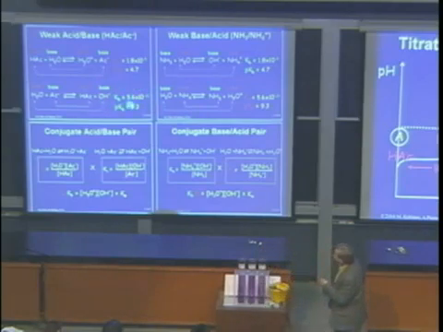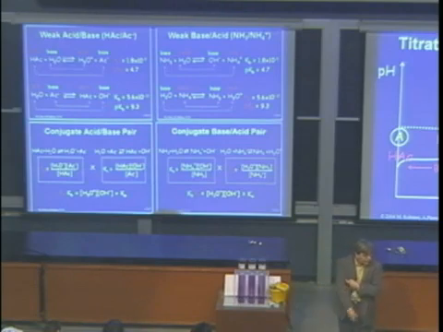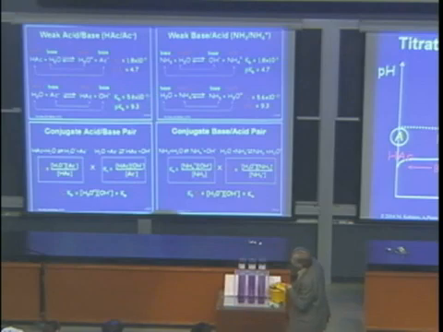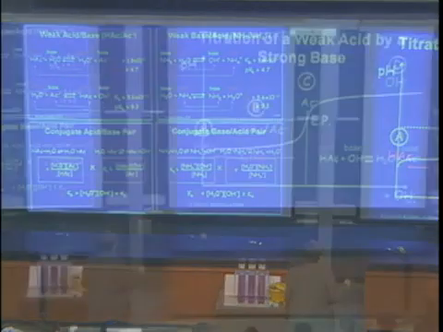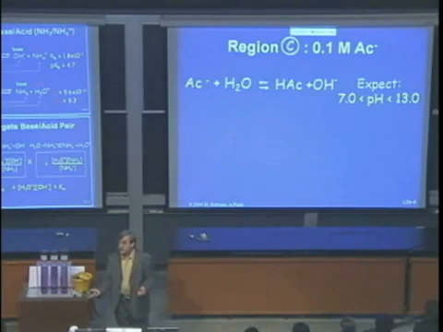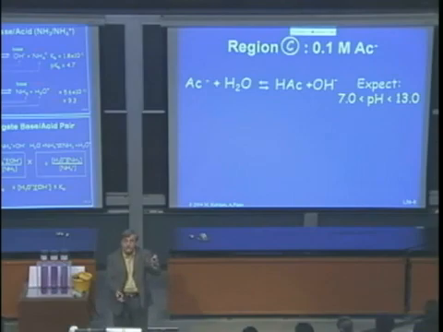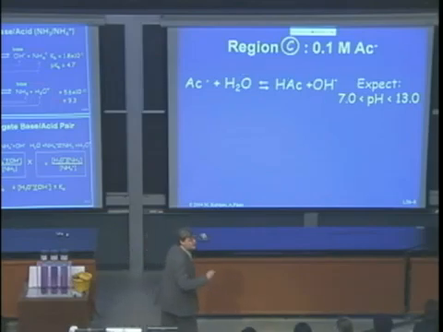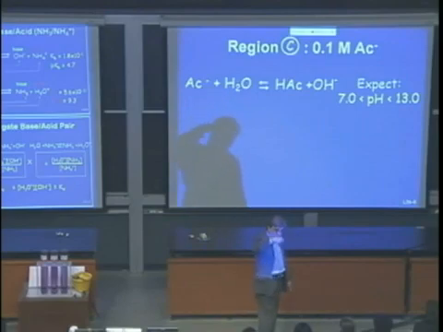Of course, it's a lousy base. Look how small that base constant is, all right? It's a weak base, okay? But it still makes some OH-. So let's calculate this now. What would we expect? It would not be pH 7, because it's a weak acid that we titrate with a strong base, and we get to the equivalence point, but then it starts reacting with the water, and it makes OH-. So the pH should be larger than 7 and smaller than 13, of course.